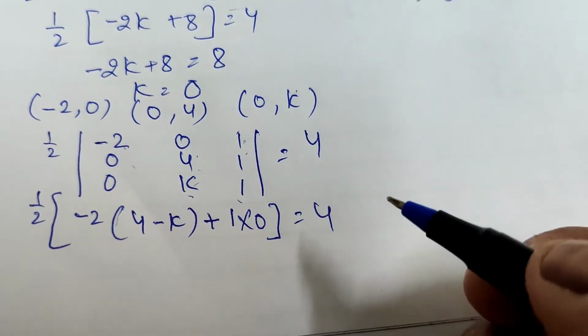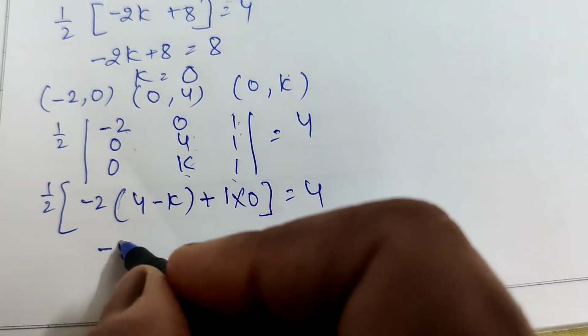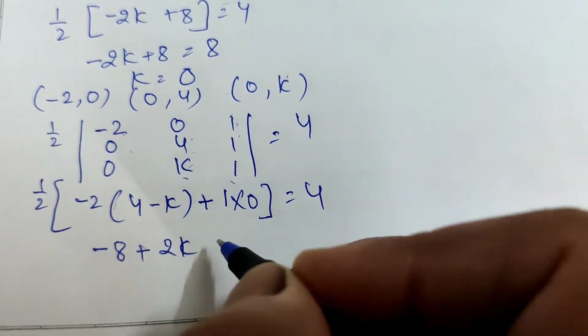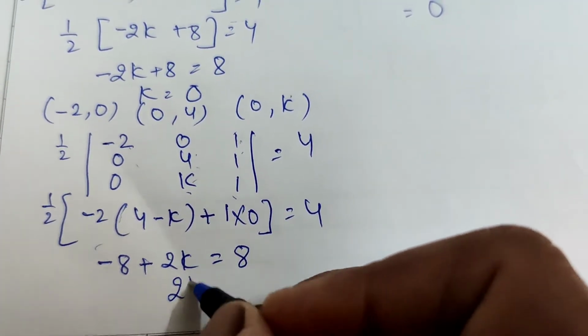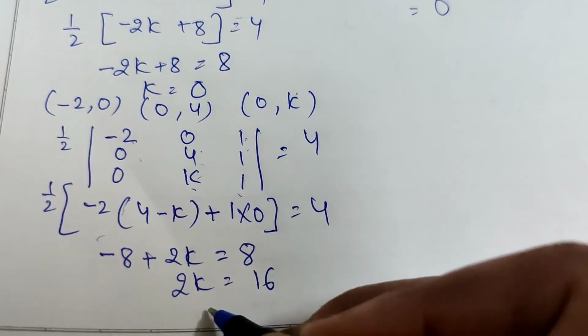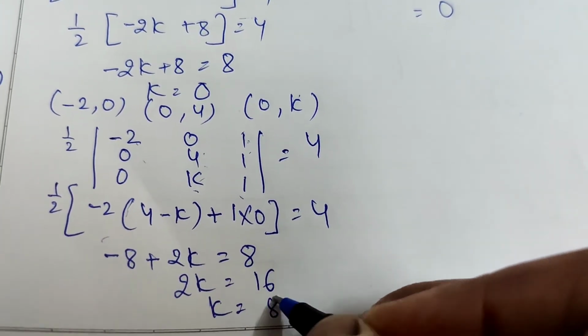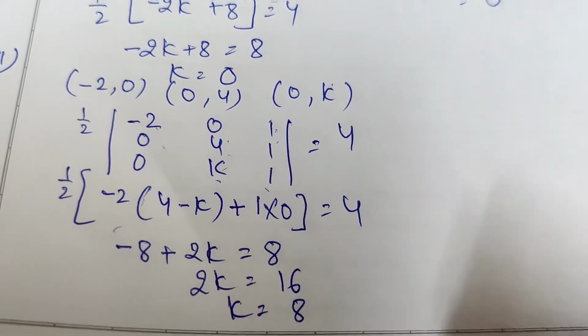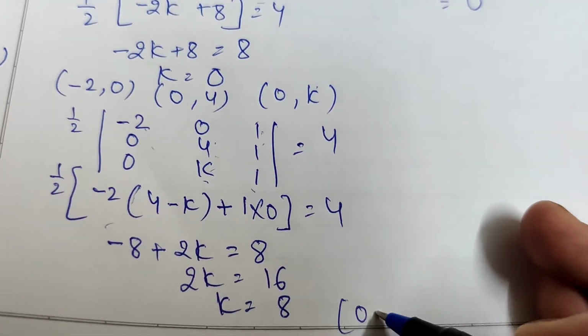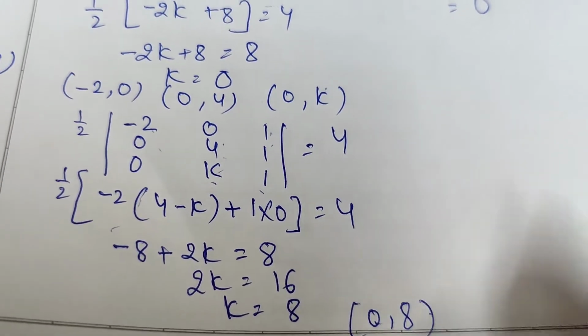equal to 4. Minus 8 plus 2k equal to 8. 2k equal to 16 and k equal to 8. K equal to 8. The points are 0, 8.